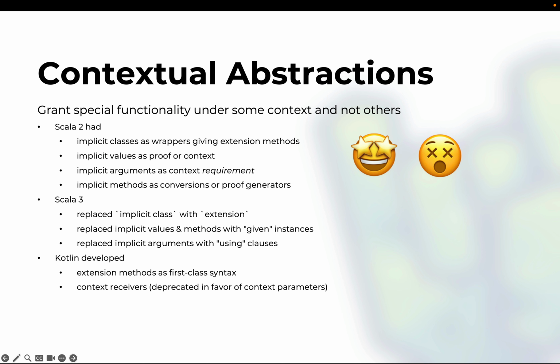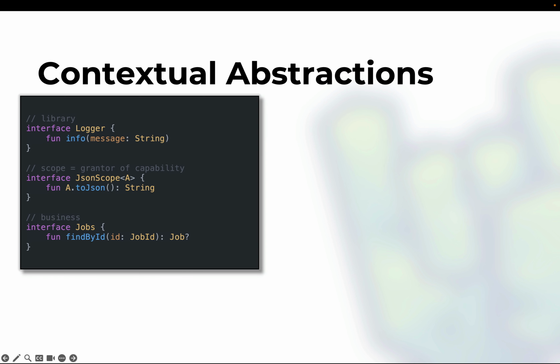So Kotlin wanted to avoid some of that and only developed extension methods as first-class syntax, which Scala 3 also has, and it also developed context receivers, which at the moment of this recording are experimental, and they will be deprecated in favor of context parameters. And I'm going to give some demonstrations in the code a little bit later. Now, let me give you a code example of where contextual abstractions can be useful.